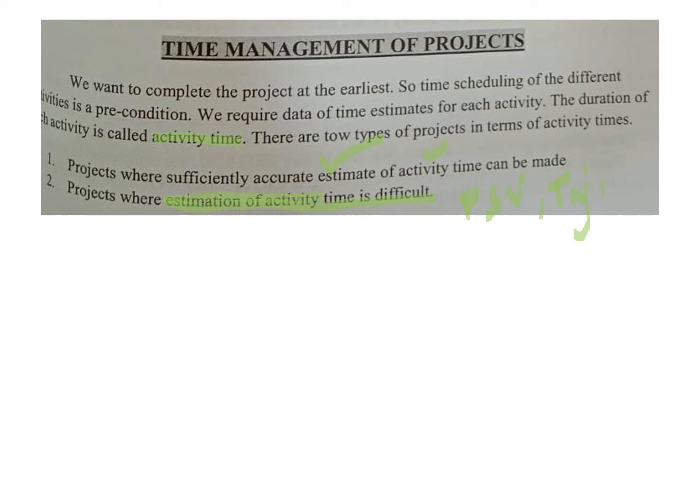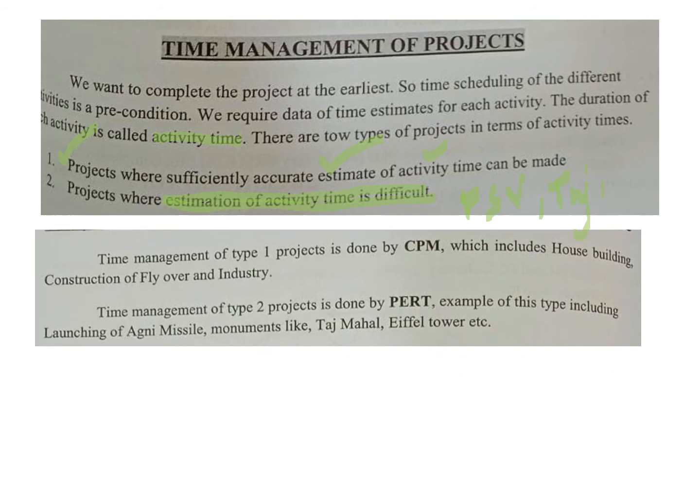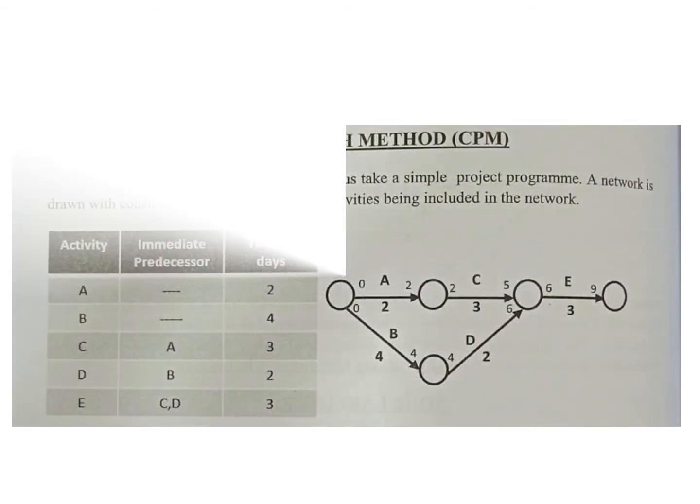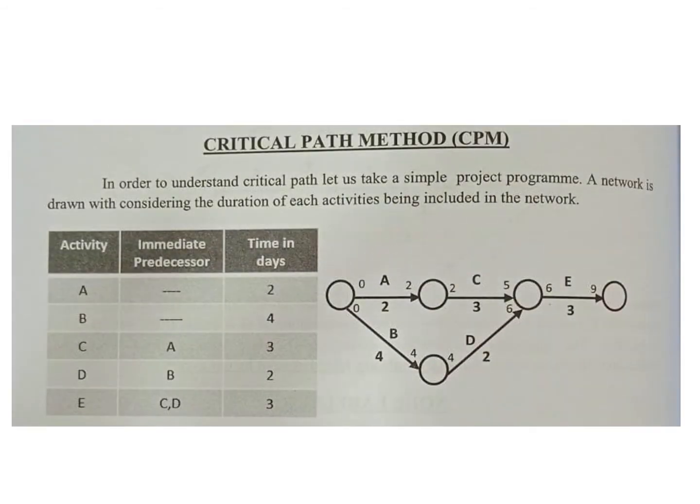So we are basically trying to figure out that there are some projects where you have sufficiently accurate estimates and some in which you don't have a very clear estimate, or it is difficult to estimate. The first type of projects are done by something called the CPM method, or the critical path method, right? The second one is done by the PERT technique, right? We will not be talking about the PERT technique in this video. We will be talking about it only in the next video. All right, we're talking about your CPM, critical path.